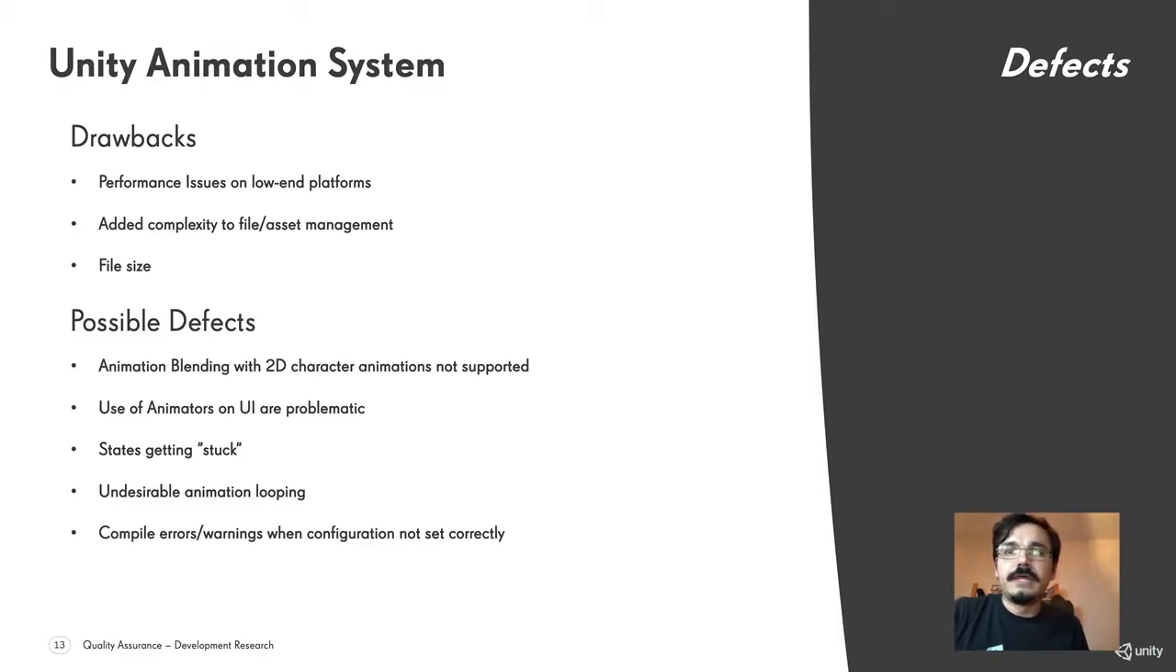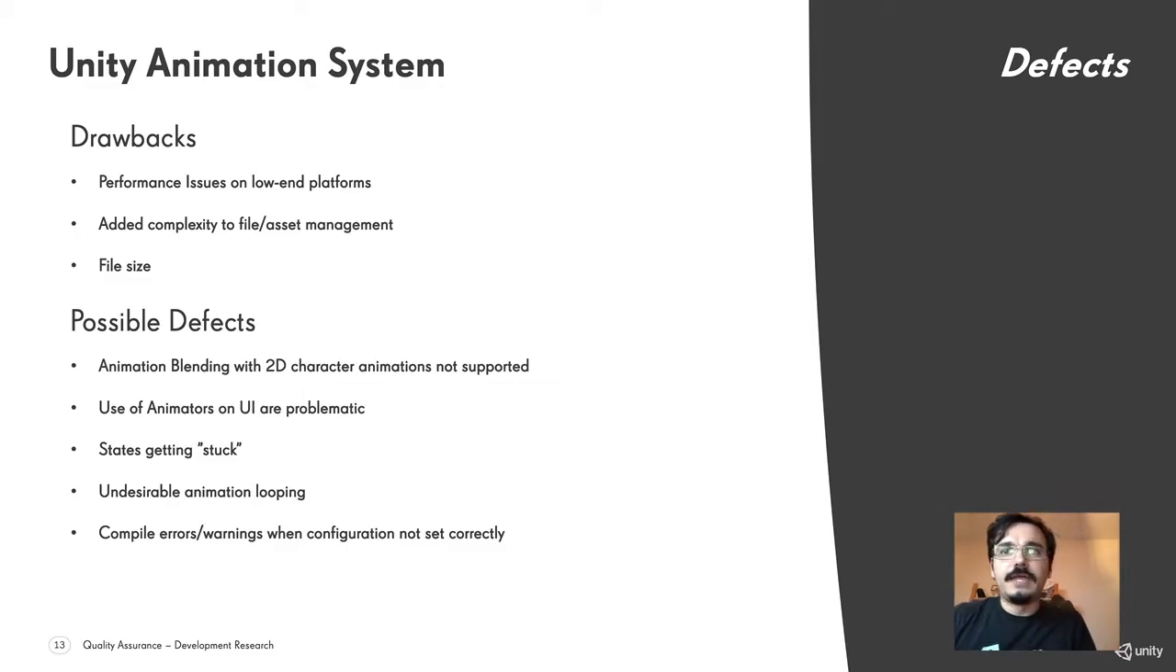And the reason for that is that the system is getting a call for each of these parameters, and each of your animators, for all your animations, every frame. So this could cause some performance issues on lower-end platforms and lower-end devices, such as mobile.